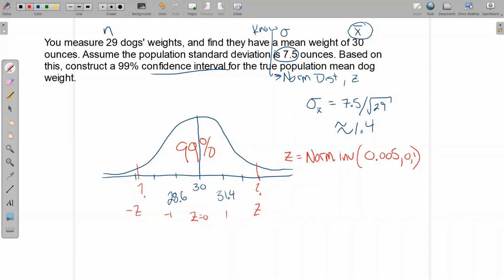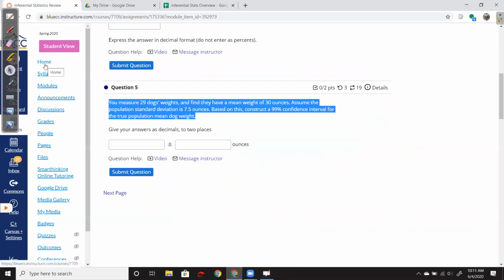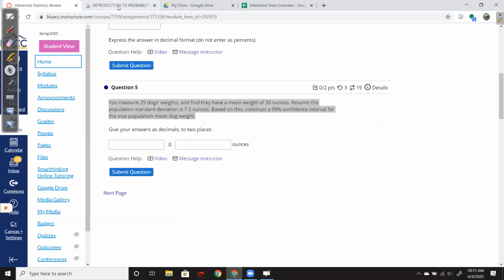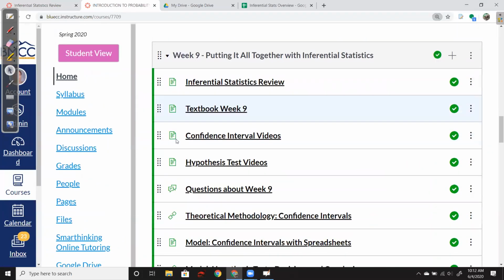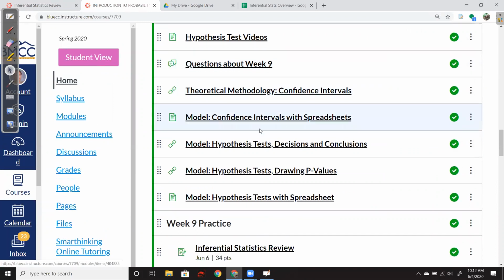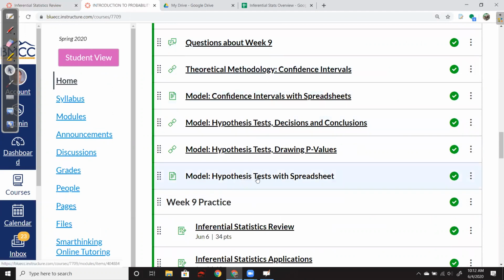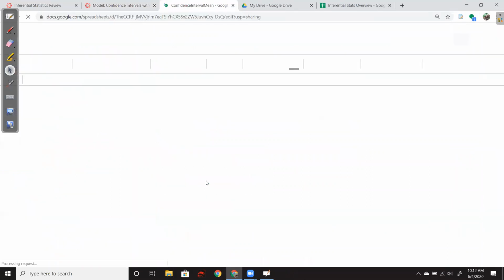So let's get that, and also let's take a look at what other spreadsheet would be useful here. The spreadsheets are organized either by confidence interval or by hypothesis tests. Let's blow this page up a little. Here I have model confidence intervals with spreadsheets. These are the spreadsheets that relate to confidence intervals, and down here, these are the spreadsheets that relate to hypothesis tests. If we go to this page here, we'll see that there's one for mean and one for proportion. We're doing a mean, so we would select this one.